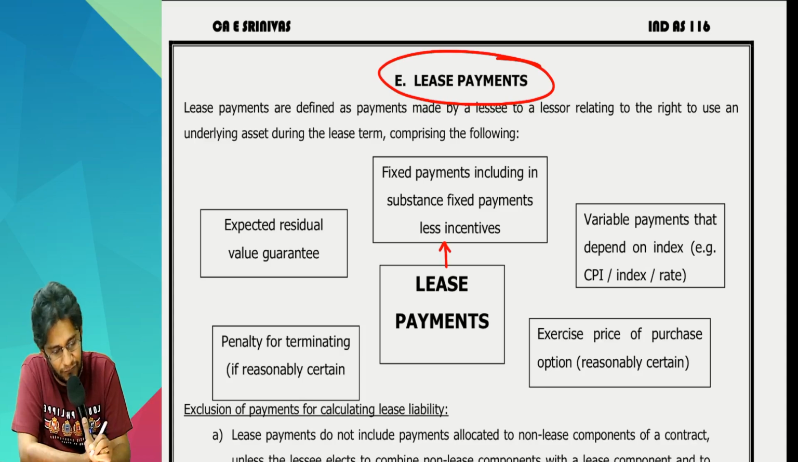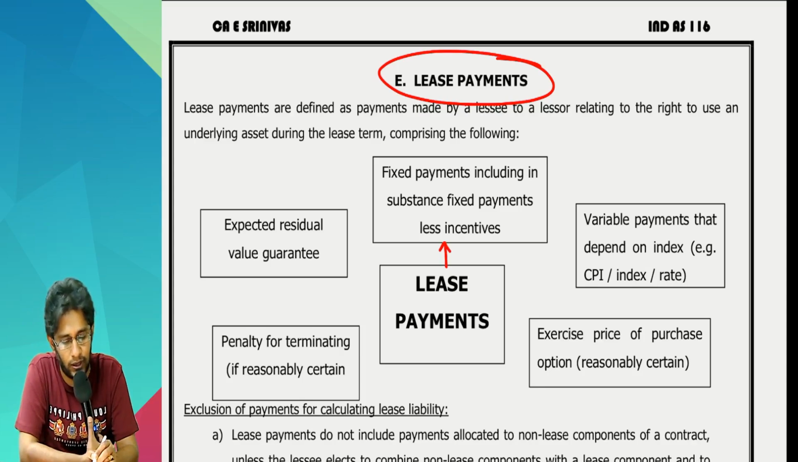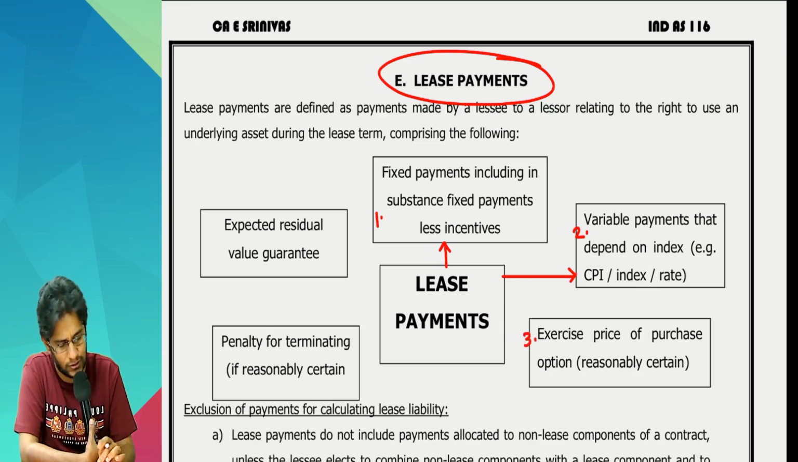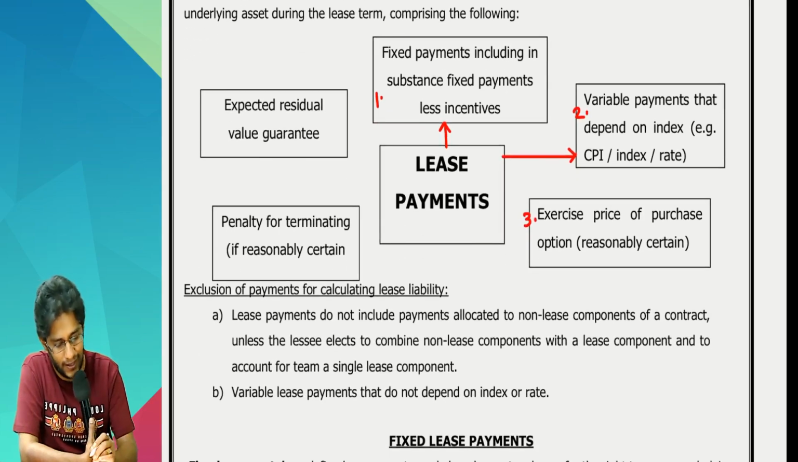One is fixed payments, including in-substance fixed payments, less incentives. That is number 1. Number 2 is variable payments that depend on an index. Not every variable payment, only those variable payments which are dependent on some index. Examples we'll discuss; first, roughly you see. Lease payments also include the exercise price for purchase of an asset.